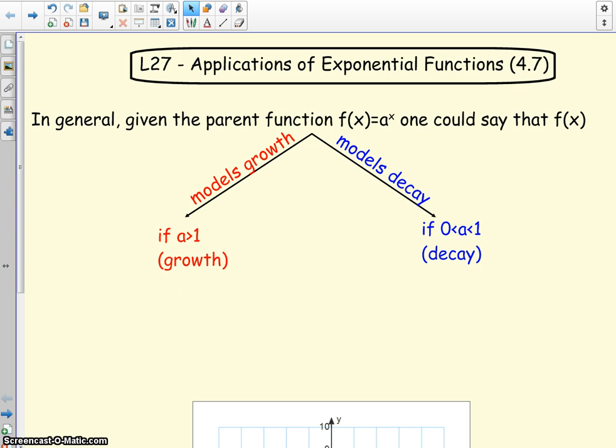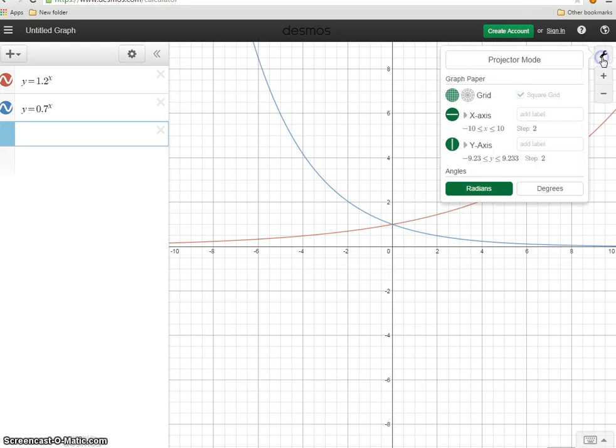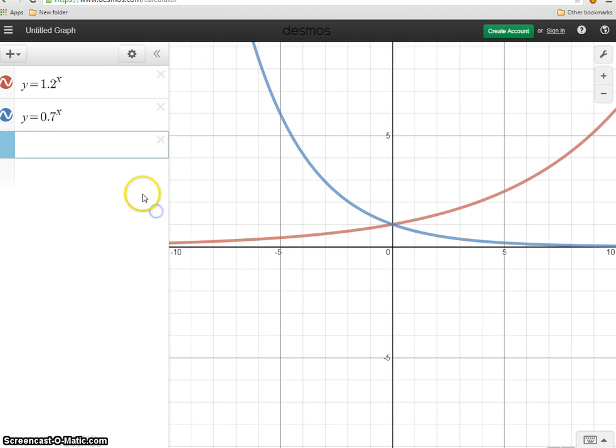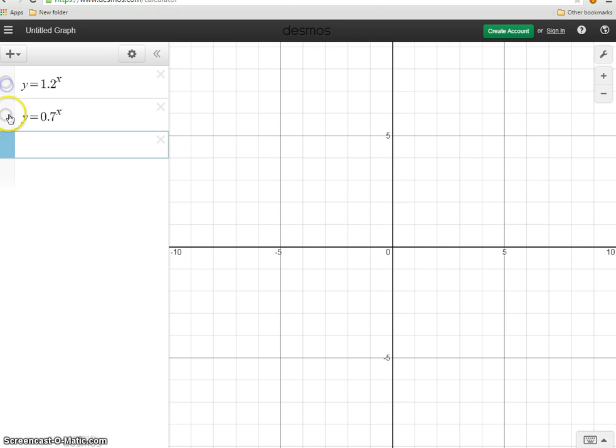And just to confirm that, we can take a look on Desmos here. There's two graphs right here. We have y equals 1.2 to the x, so we see the base is larger than 1, and it's exponential growth. And we have a blue one here, y equals 0.7 to the x, which is decreasing, modeling exponential decay. And as you can see, the base there is less than 1, 0.7.